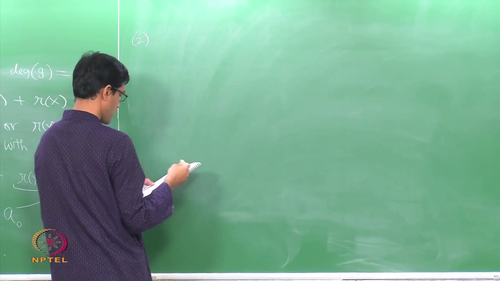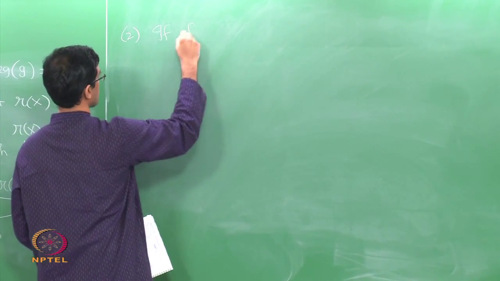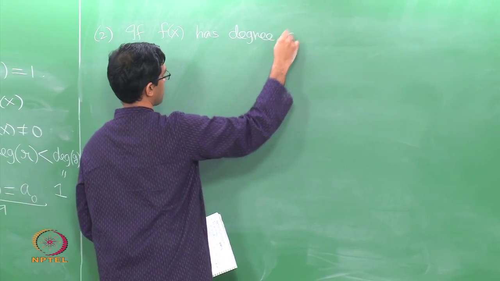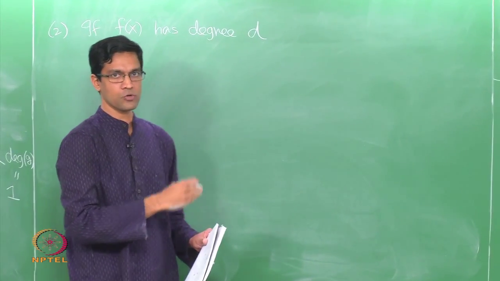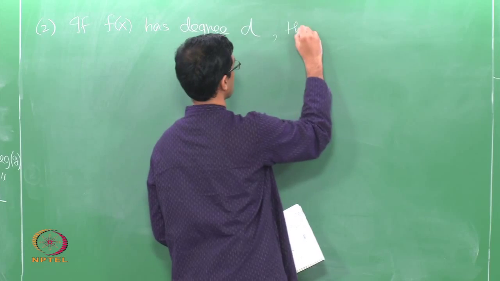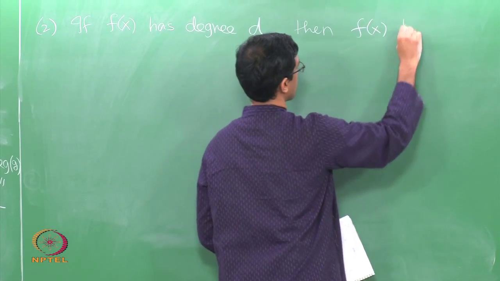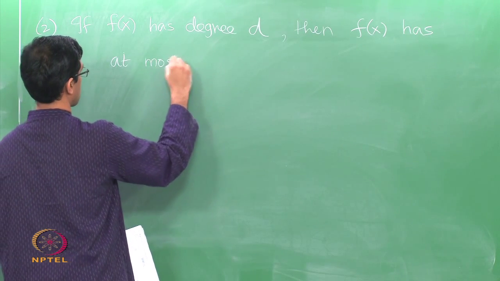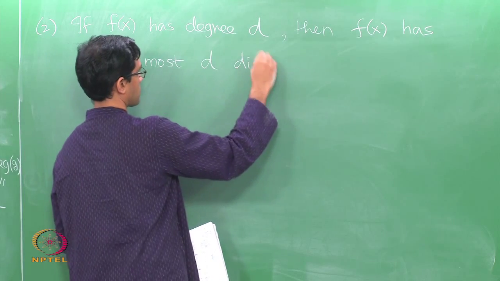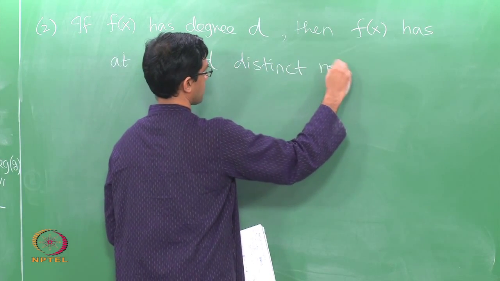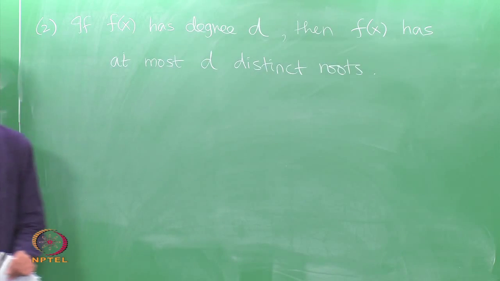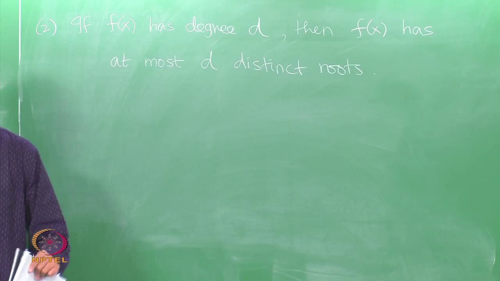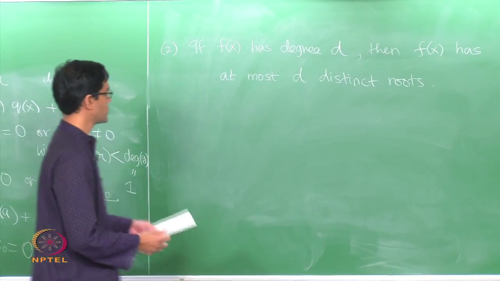The second thing here says if f of x has degree d, then it has at most d distinct roots. So a polynomial of degree 10 for instance can have at most 10 different roots, okay, it can't have 11 or 12 or anything higher than 10. So let us see why this must be true.